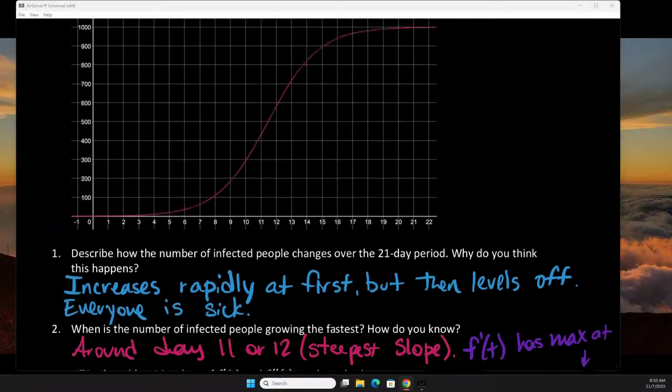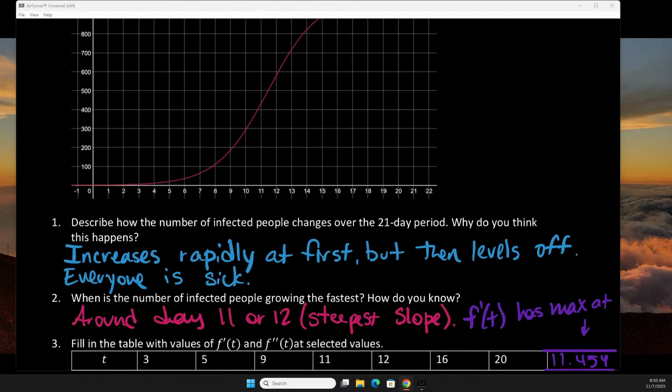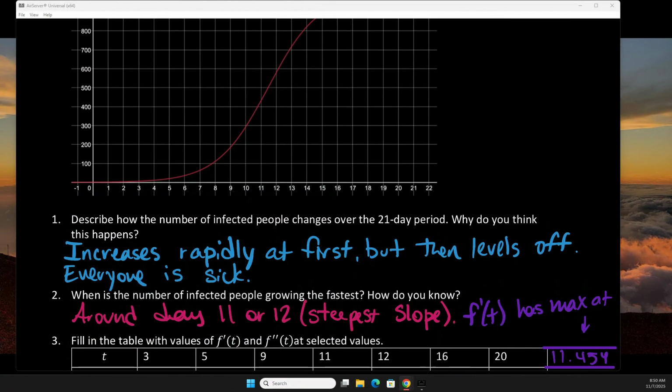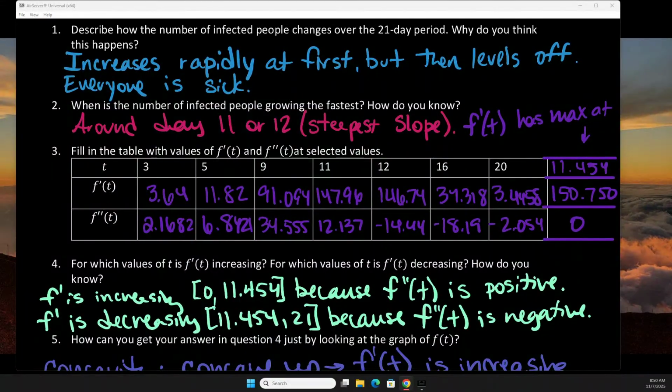I saw some of the stuff you were doing yesterday. It grows the fastest right around 11 or 12, and that's when there was the steepest slope. Then I did ask you to find the maximum of f prime of t. If you didn't do that, the max occurs at 11.454, and I wanted you to add that to the end of your table. Next time I'm going to put it in the middle so you can see.